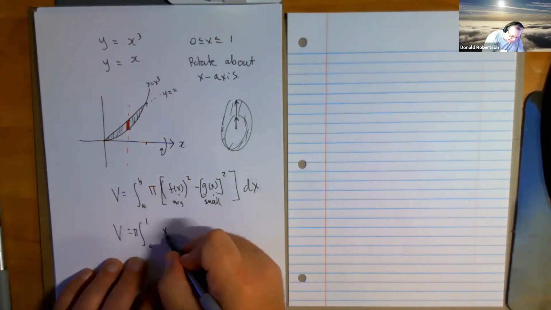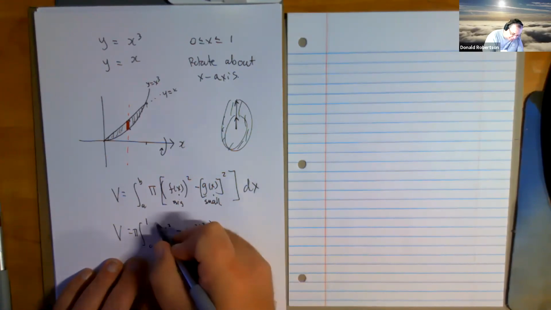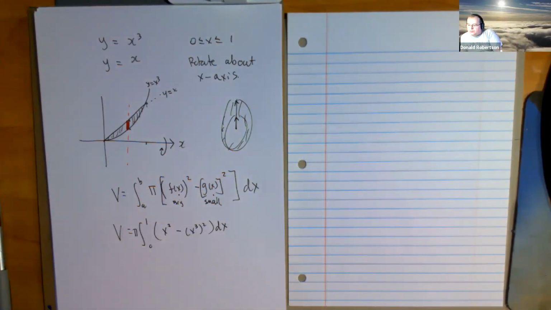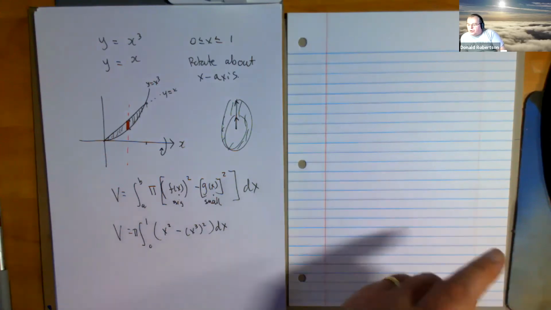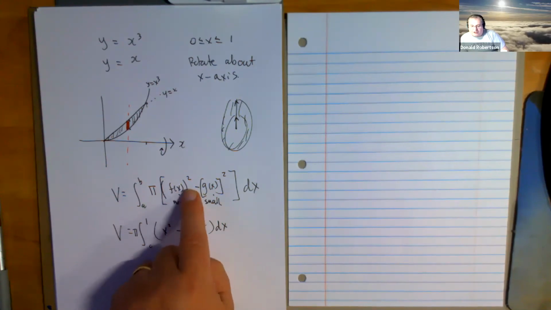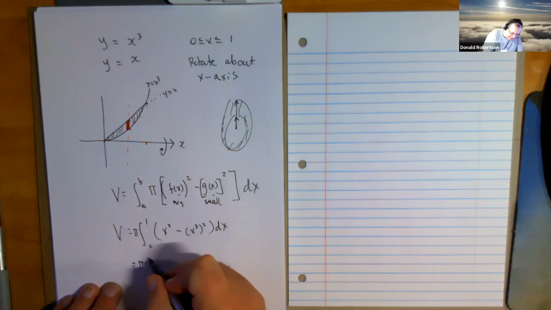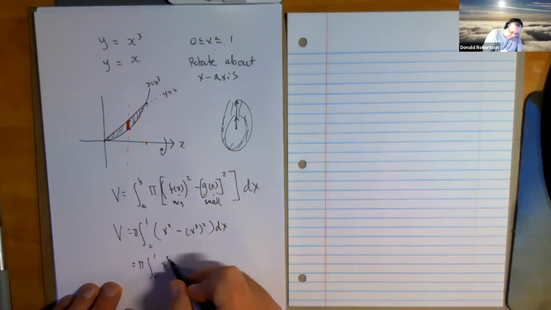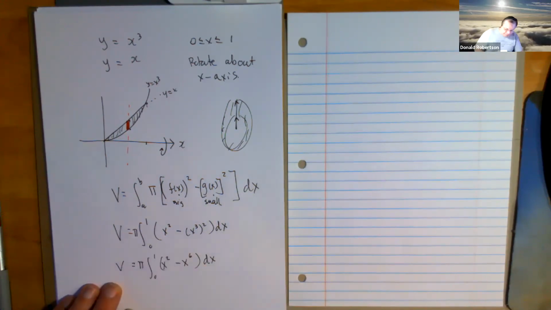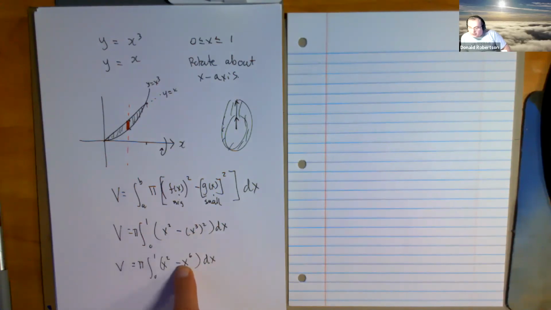So in this case, it's going to be square root of x squared, take away x cubed squared, dx. You see, that's a little bit more difficult now. You've got a little bit more work because it's the area between two curves that's being rotated. And notice it's f of x squared take away g of x squared. So let's see what that looks like. x squared take away x to the 6.